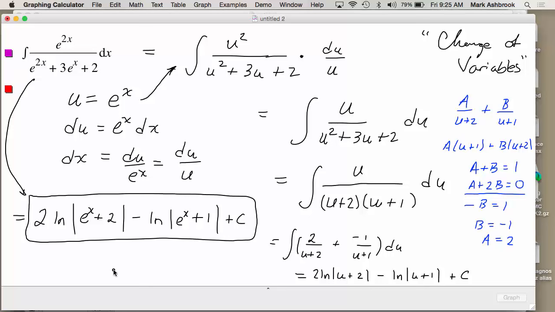So we change the variable from x to u to get something not so daunting looking, right? Manageable. And then we got partial fractions. We solved the antiderivative in terms of u and then switched it back to our original variable x by substituting back in e to the x equals u. Anybody have a question on this?